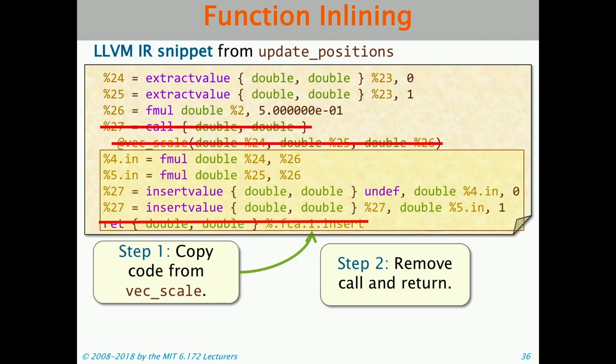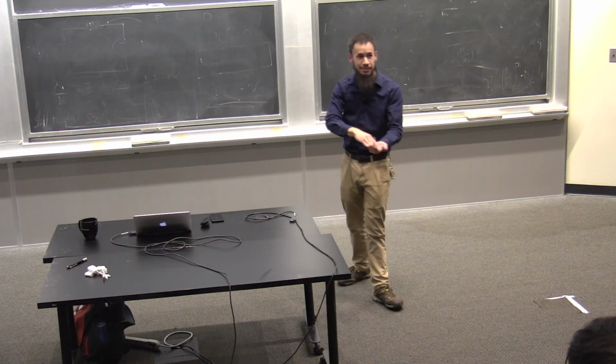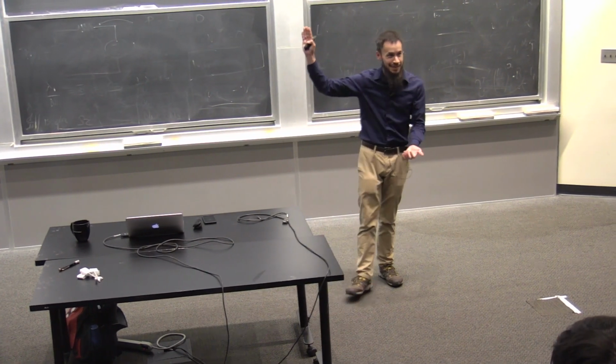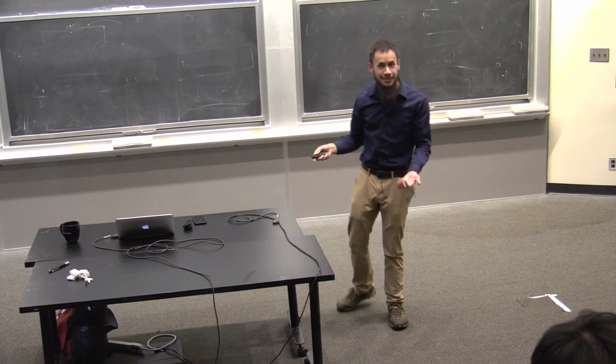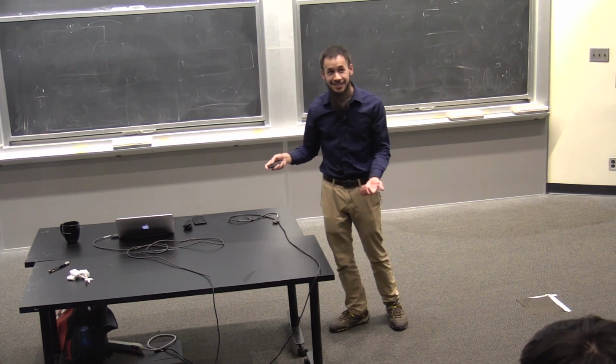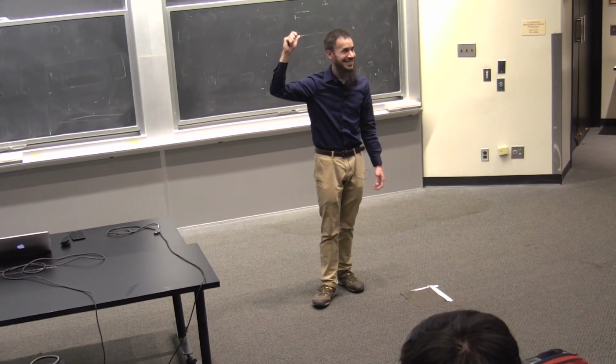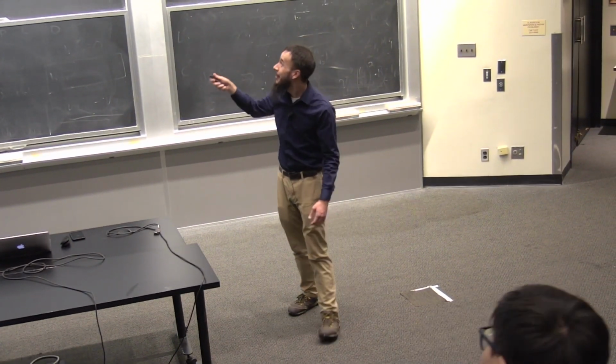That is called function inlining. We identify some function call, or the compiler identifies some function call, and it takes the body of the function and just pastes it right in place of that call. Sound good? Make sense? Anyone confused? Raise your hand if you're confused. All right.